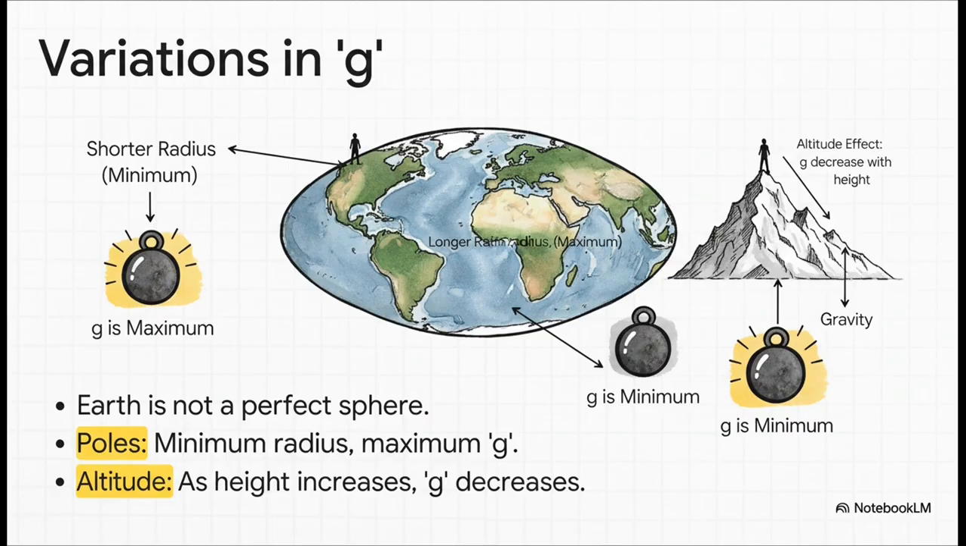This means if you're standing at the North Pole, you're slightly closer to the center, the radius is smaller, and g is a tiny bit stronger. At the equator, you're farther away, so g is a little weaker. And of course, the higher up you go, like climbing a mountain, your distance from the center increases, so g gets weaker still. These are tiny differences, but they're absolutely critical for things like GPS satellites.